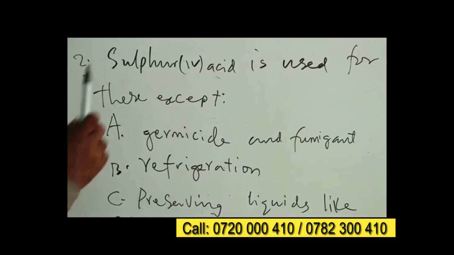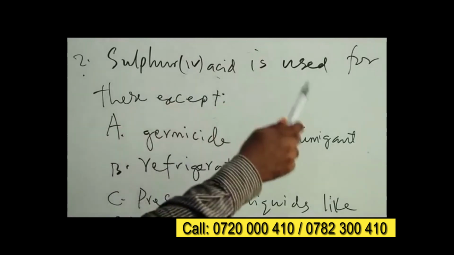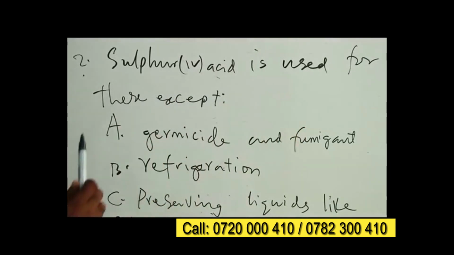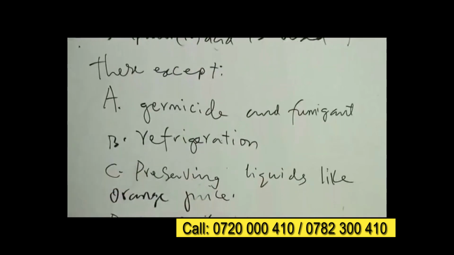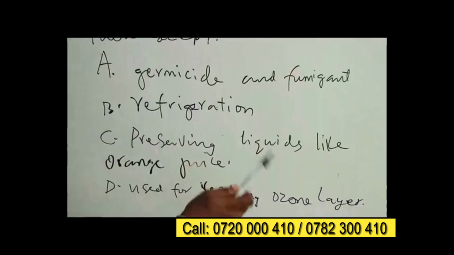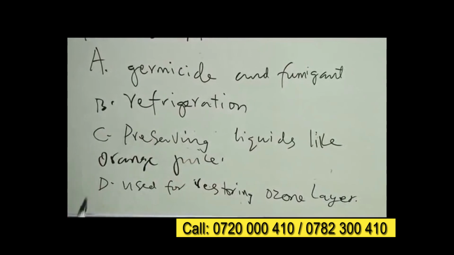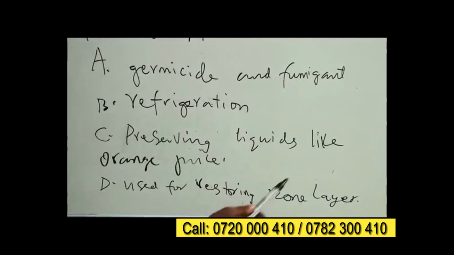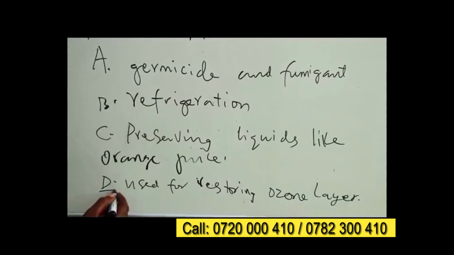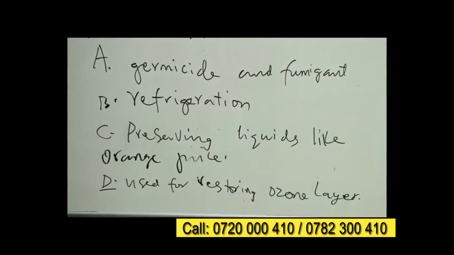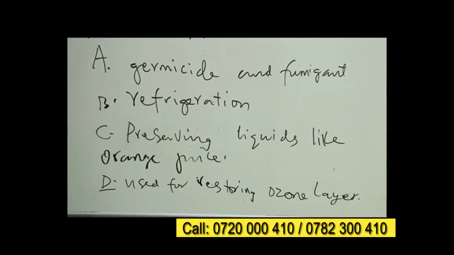Number 2. Sulfur 4 acid is used for this except A. Germicide and fumigant, B. Refrigeration, C. Preserving liquids like orange juice, and D. Used for restoring ozone layer. The correct answer is option D, since it is not used for restoring the ozone layer. Options A to C are all correct.